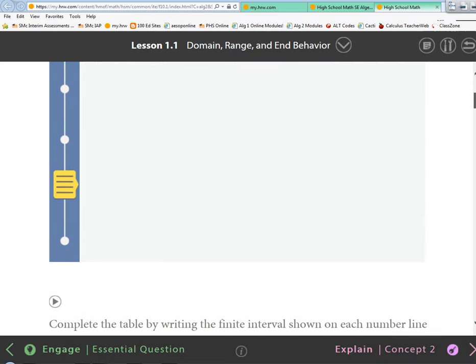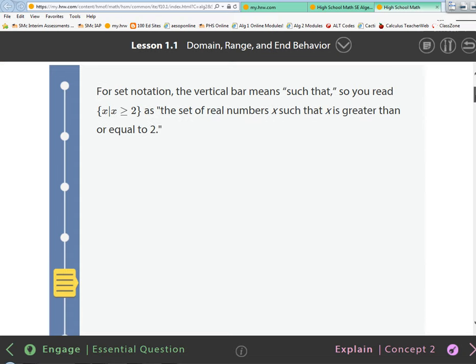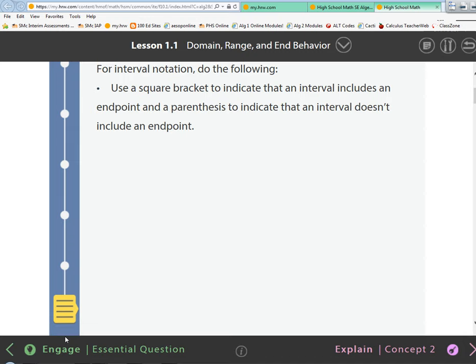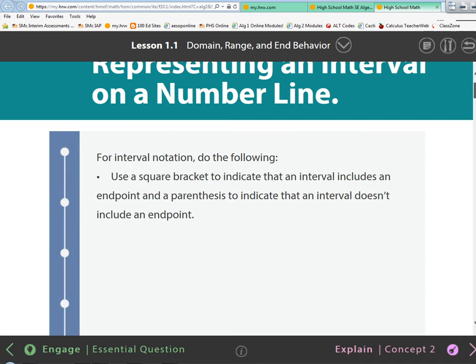So we already talked about this, but when you're going through the lesson on your own, if this is a little review, remember that this set notation just means the set of real numbers x such that x is greater than or equal to 2. No big deal. We talked about that. And then remember that square brackets include endpoints, parentheses do not. Okay?